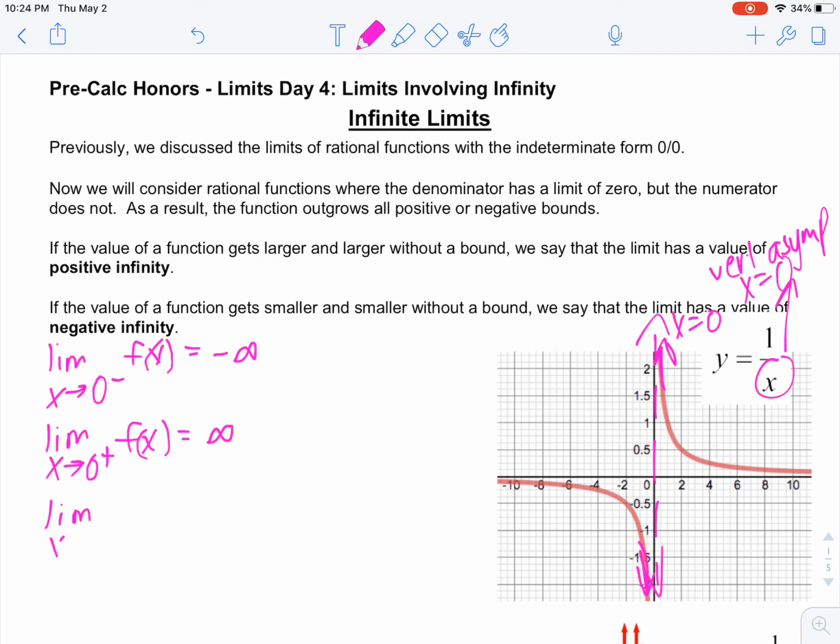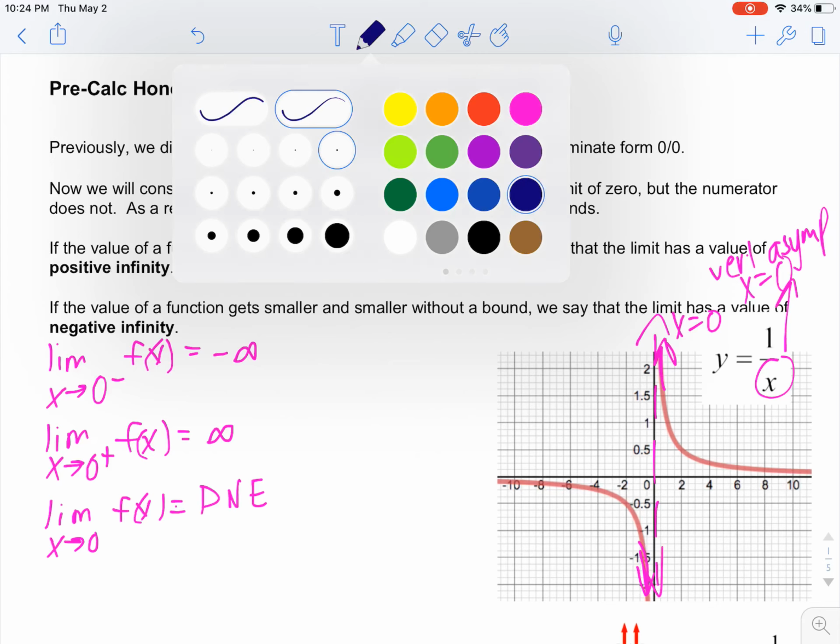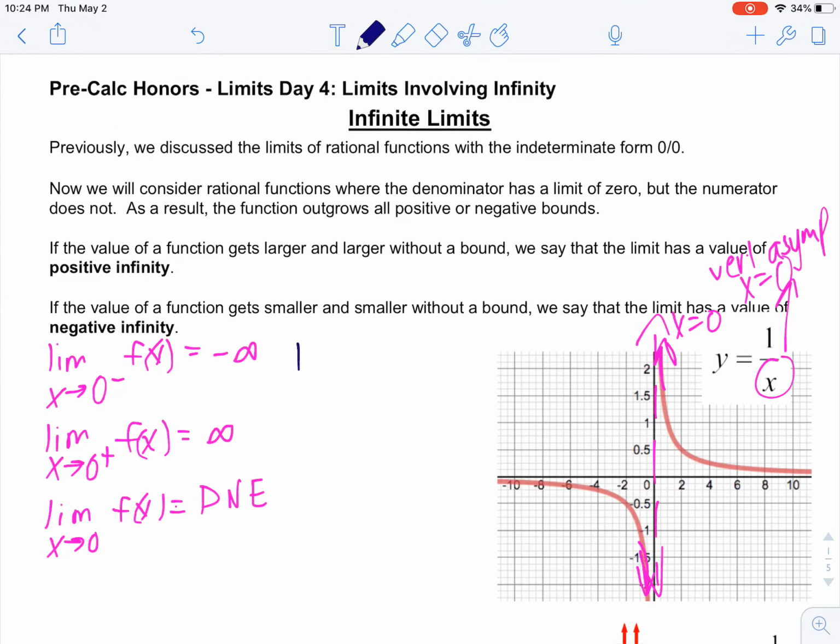Now, since our left and right hand limits are not the same, we're going to write that the limit as x approaches 0 doesn't exist. Okay, now let's think about when our x values are approaching infinity. As our x approaches infinity of f of x, this function approaches 0. It's getting closer and closer to 0. Same thing when it approaches negative infinity.